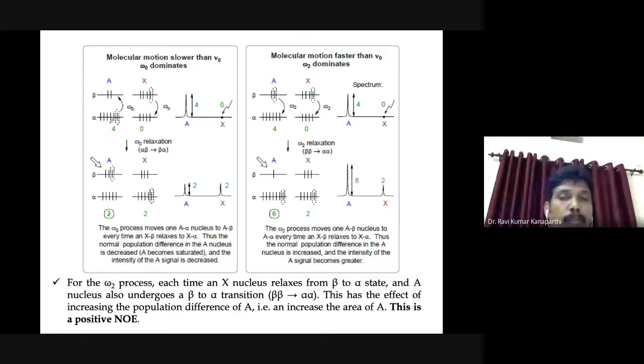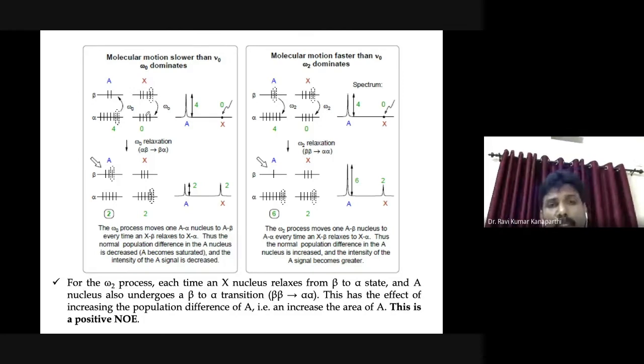You remember that it is nothing but alpha beta to beta alpha. That is the center. You have the alpha alpha state, and beta beta. Then in between you have two states, alpha beta and beta alpha. The transition between these two lines is what we call the zero quantum transition, with its probability. That is the relaxation process we are discussing.